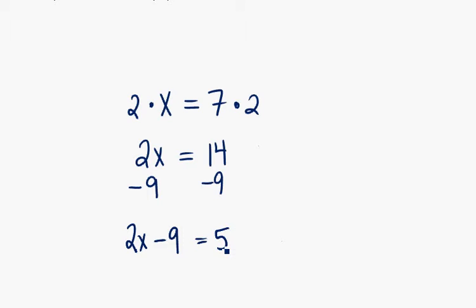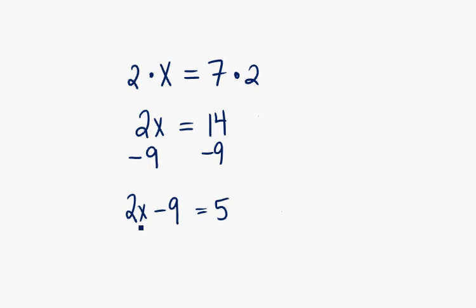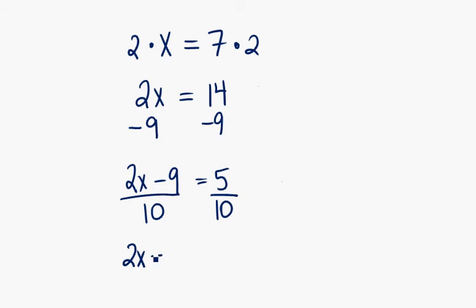Just for the sake of having a little bit more practice, let's try one more step. Let's divide both sides by something. So I'm going to take my left-hand side and divide it by 10. Well, whatever I do to the left-hand side of my equation, I have to do to my right-hand side also. So I'm also going to divide that side by 10. So the equation that I'm left with is (2x minus 9) over 10 equals 5/10. Well, I'm going to simplify that just to make it a little bit more mathematically correct. 5/10 is equivalent to 1/2.